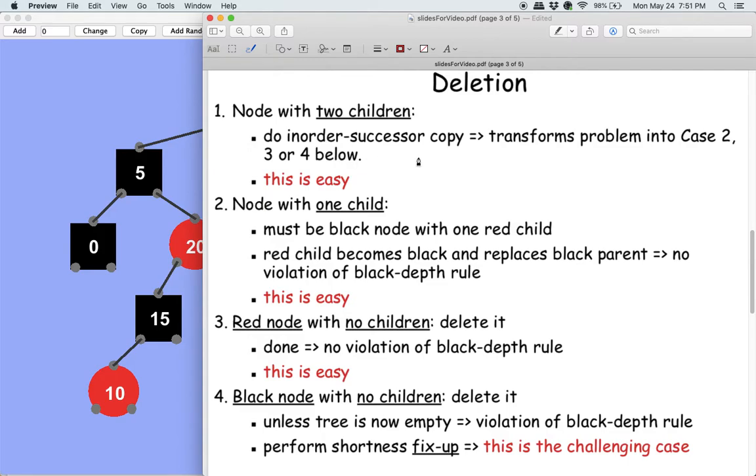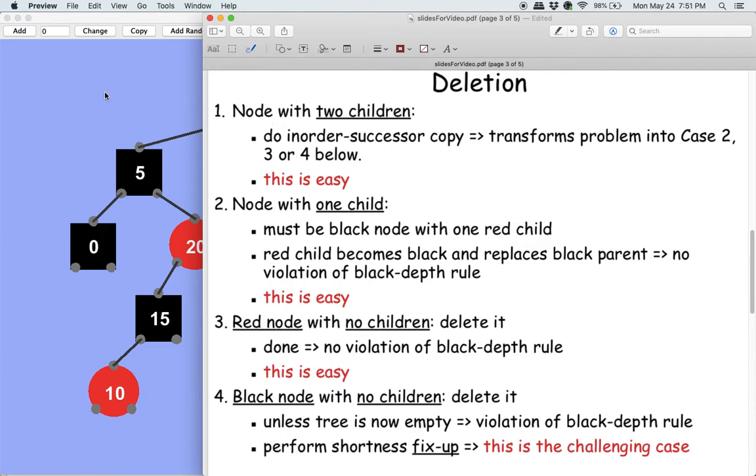Basically, I take the in-order successor and replace the data from the in-order successor into the element, and then delete the in-order successor in its leaf position or its near leaf position. So let's look at some examples of this.